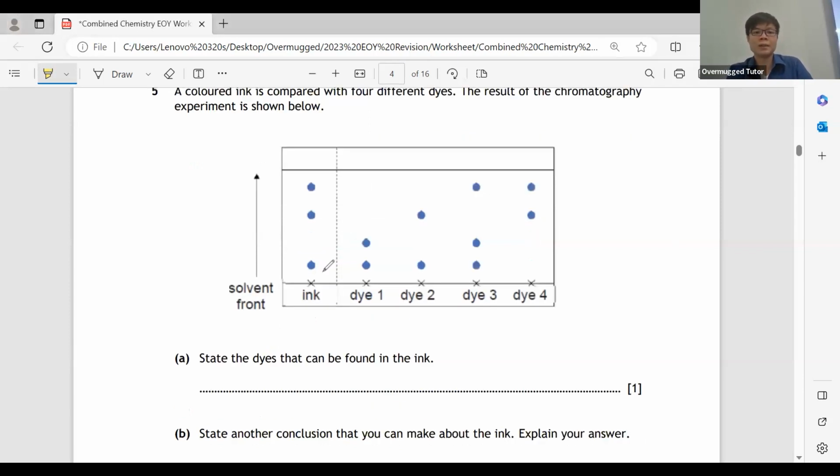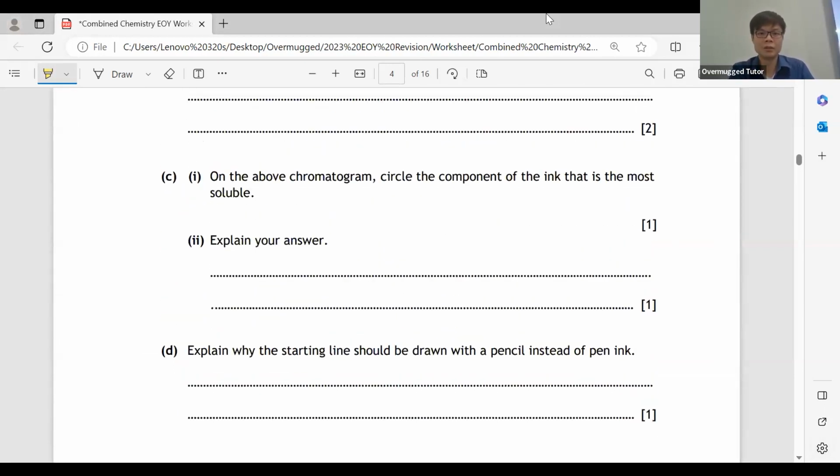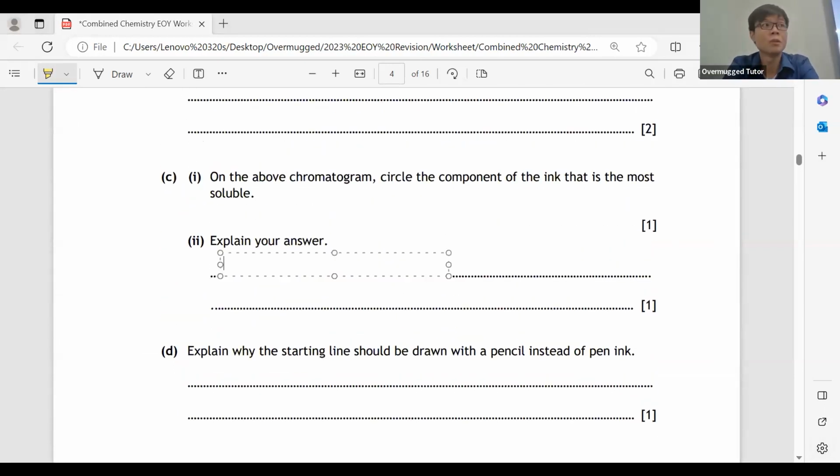Sometimes they may also ask, why is the spot found here? And you just explain because it's soluble in the solvent, 1 mark. The more soluble a substance is, the further it will travel from the starting line.